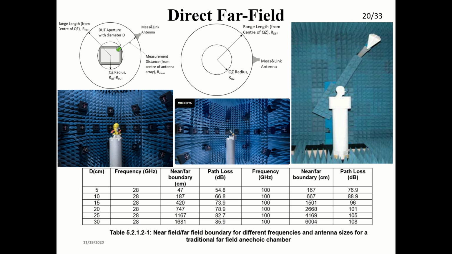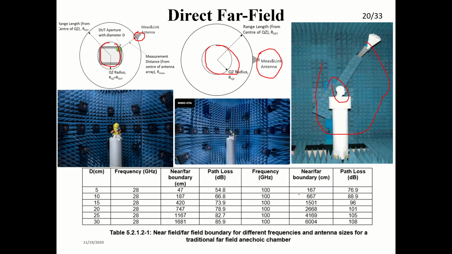So direct far field will look something like this. You can see your DUT and the antenna are at some distance, probably 2D squared by lambda. As we have discussed, there is a quiet zone with a certain radius. You have to keep your device within that quiet zone so that the measurement is not disturbed by any nearby obstacles. You have a positioner, and you rotate the device like this, keeping it within the quiet zone.